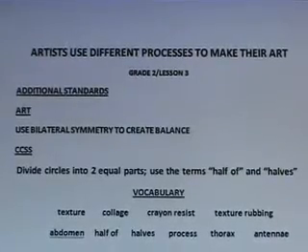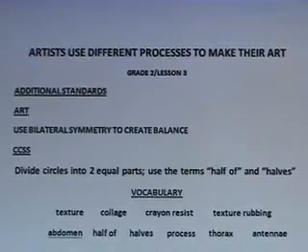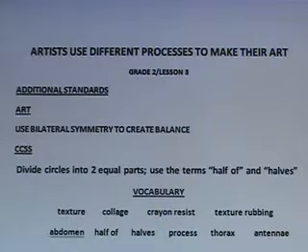Lesson 3 is artists use different processes to make their art. The additional standards are art use bilateral symmetry to create balance, and the Common Core standard is divide circles into 2 equal parts, use the terms half of and halves. Our vocabulary: texture, collage, crayon resist, texture rubbing, abdomen, half of, halves, process, thorax, antennae.